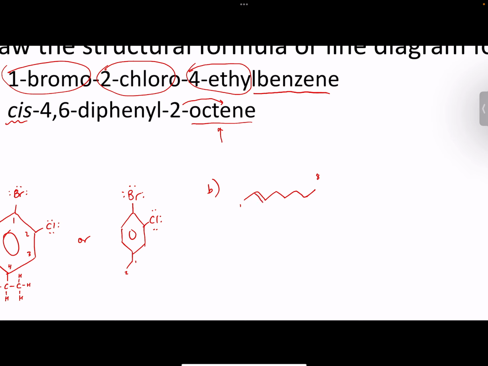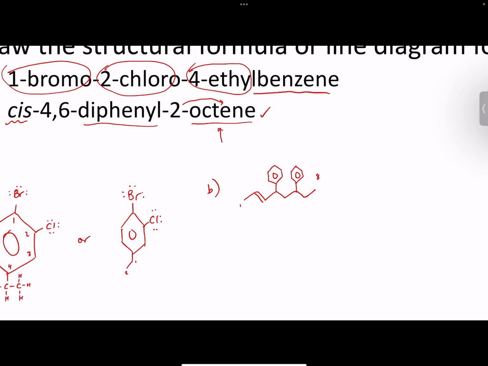On carbons 4 and 6, there are diphenyl groups. So the phenyl group is just a benzene ring on a longer hydrocarbon. So if this is carbon number 1, 2, 3, 4, 5, 6, there's going to be a phenyl group here and a phenyl group here. So I'll just draw these not to scale. Okay, we've got this little virus-looking structure going on. Okay, so I've drawn the entire compound.